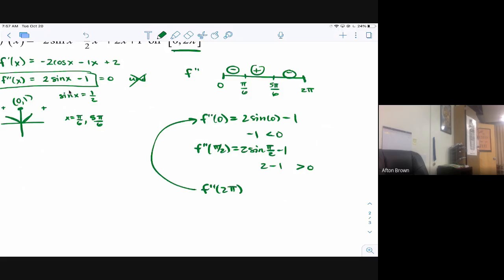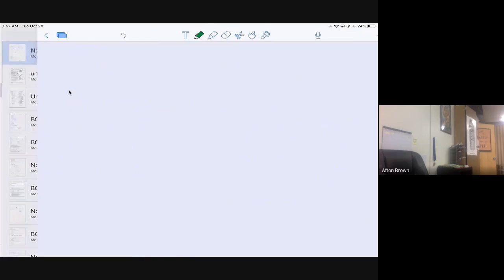You guys can finish it from here, right? See where it's concave up, down, points of inflection. Okay, then number 30.